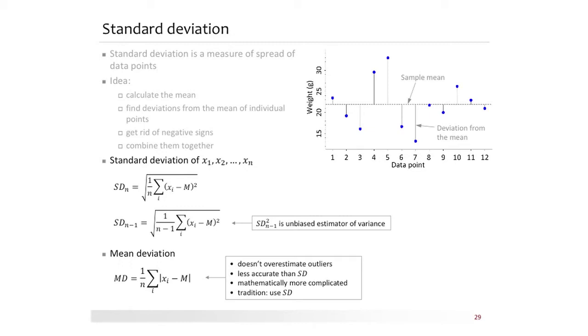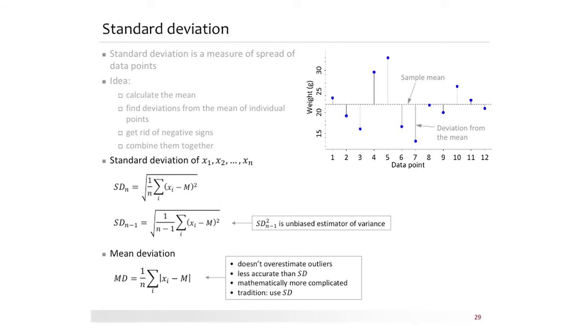So you can get rid of negative signs by just using absolute value and then simply calculate the mean. This is called mean deviation, and it's a different way of estimating spread of your numbers. There are some problems with it and some advantages as well. So for example, it doesn't overestimate outliers.